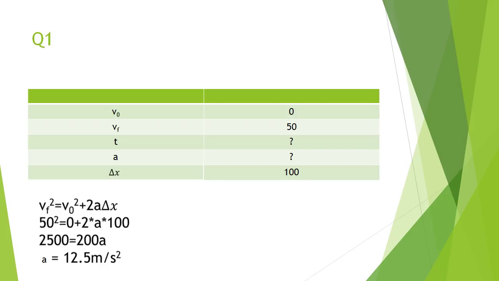So how are we going to do this? Well, we've got 3 variables. We need to find a, the acceleration of the train. So we would use the formula Vf squared equals V0 squared plus 2a delta x. And then we would see that 2500 equals 200 times acceleration, or acceleration equals 12.5 meters per second squared.